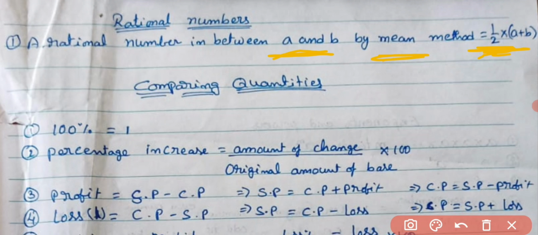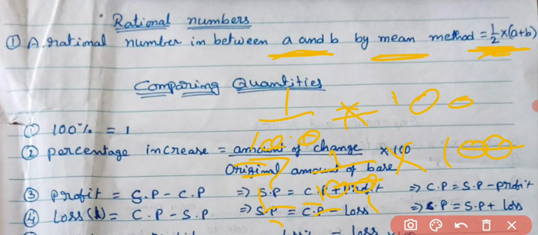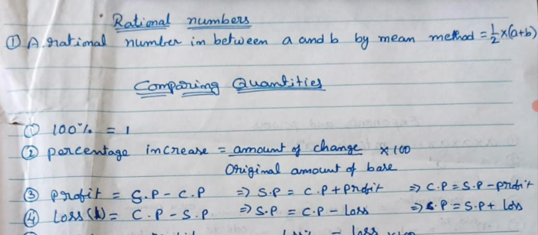And let's begin with comparing quantities. So its first property is 100% is equal to 1. So it tells us that 1 by 100 is equal to 100, so we can write it as 1 by 100 multiplied by 100, so cut off. Now we will get 1 by 1 is equal to 1. So this is the first property of comparing quantities.